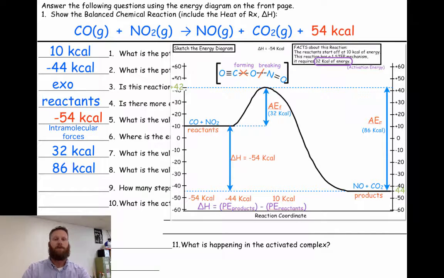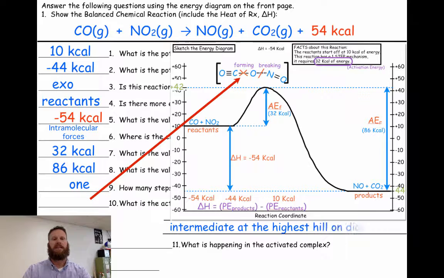How many steps or hills are in the postulated mechanism? There's only one hill, so this mechanism has only one step. What is the activated complex? The activated complex is the CONO2 intermediate represented in the brackets. By definition, the activated complex is the intermediate at the highest peak on the diagram.